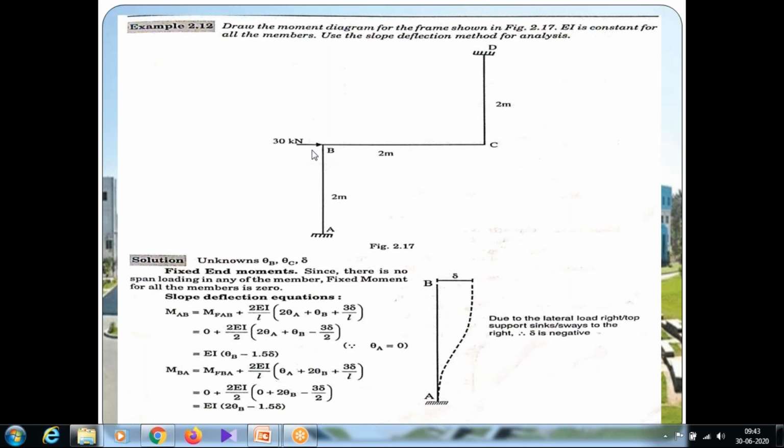We are having a lateral load at point B, that is 30 kilonewton. The span length of all the members is 2 meters. Spans AB, BC, and CD are all 2 meters only.